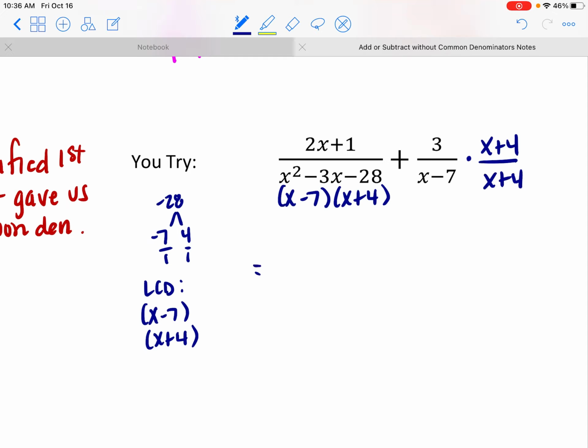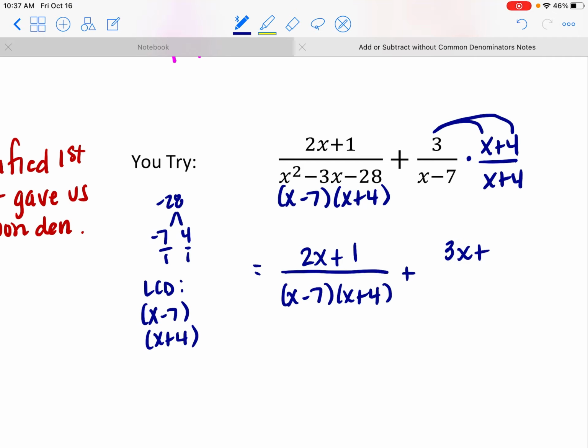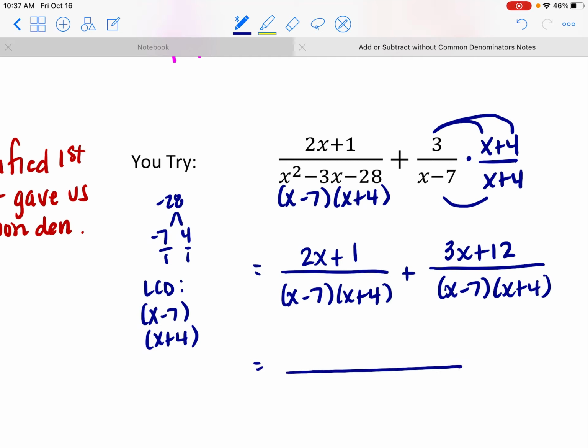Okay, so we're not going to mess with the first fraction. I'm just going to bring it down. It's not going to change. x minus 7, x plus 4. But the second fraction, we're going to have a 3x plus 12 in the numerator, and then our common denominator, x minus 7, x plus 4. Okay, so now we can keep that common denominator, x minus 7 and x plus 4, and then combine like terms from the numerators.